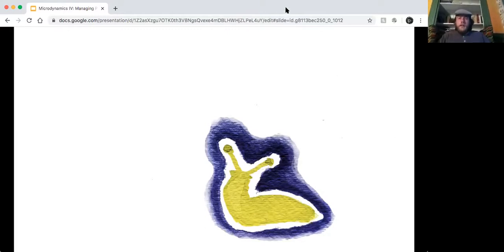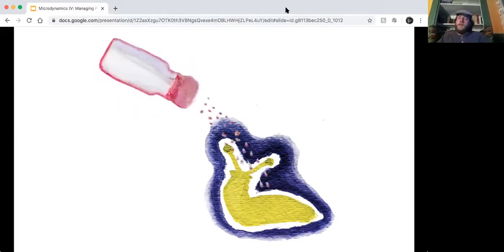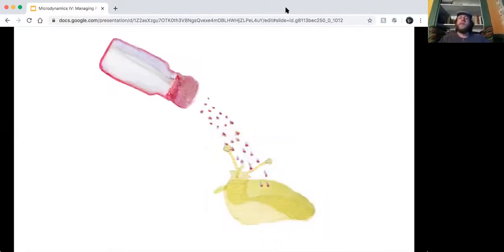This here is a slug. Everybody probably knows that if you take a salt shaker and pour salt on a slug, it doesn't really like that. In fact, the slug will shrivel up and then die. This principle is what the following sequence is going to be about, and you need to keep this idea of the slug in mind.